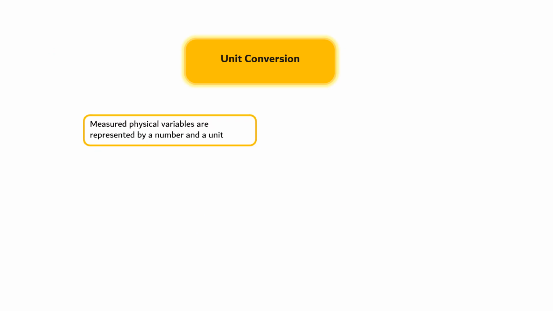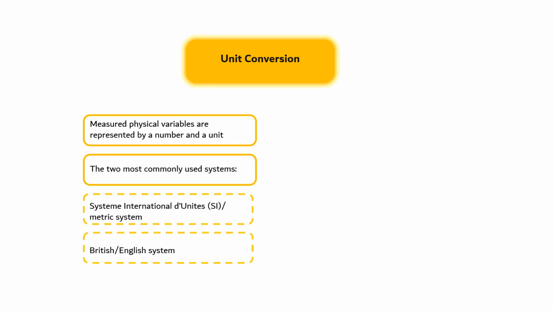Measured physical variables are represented by a number and a unit. The two most commonly used systems are, first, the Système International d'Unités, SI or metric system. Second is the British or English system. Engineers must be familiar with both systems.